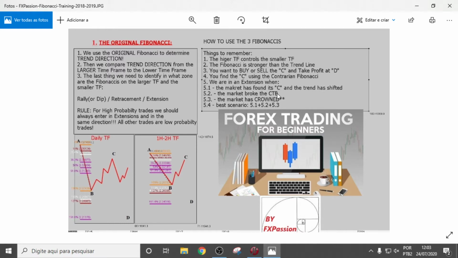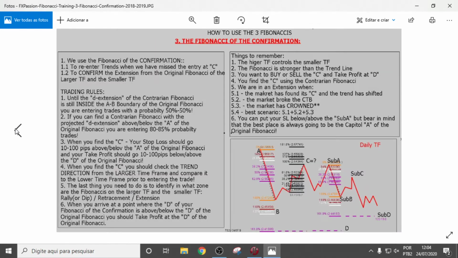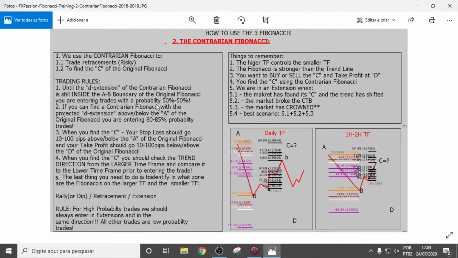The market broke a counter trend line break. The market has crowned. We are going to learn about crowns, and the best scenario would be when you have 1, 2, 3, right? So this is the original Fibonacci. The contrarian Fibonacci. So every Fibonacci has its own rules and its own use, right? We are going to use the contrarian Fibonacci to, number 1, trade retracements, which is risky, and number 2, to find the C of the original Fibonacci.